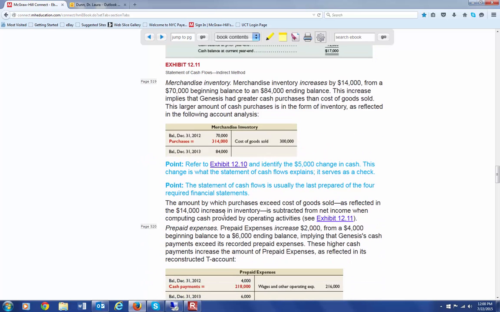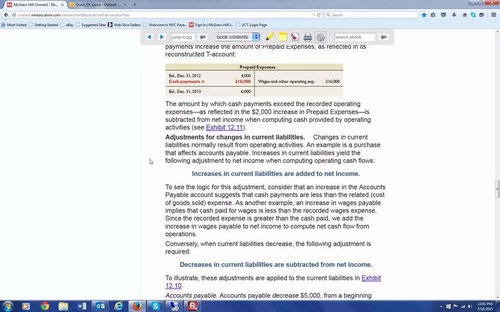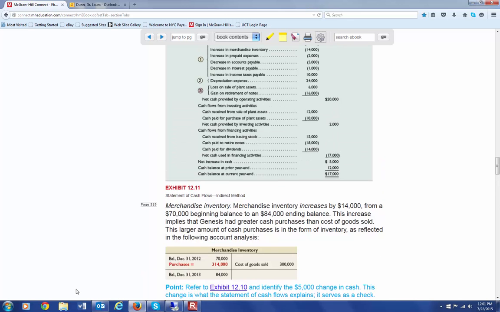And they go about doing that here. They explain it all, so I'll let you read that for yourselves. But then let's get to adjustments for changes in current liabilities. Changes in current liabilities also result generally from operating activities. So here, if you have an increase in the current liability, you're going to add it to net income. And if you have a decrease in the current liability, you're going to subtract it. So increases are added, decreases are subtracted, the opposite of what we did for the assets.